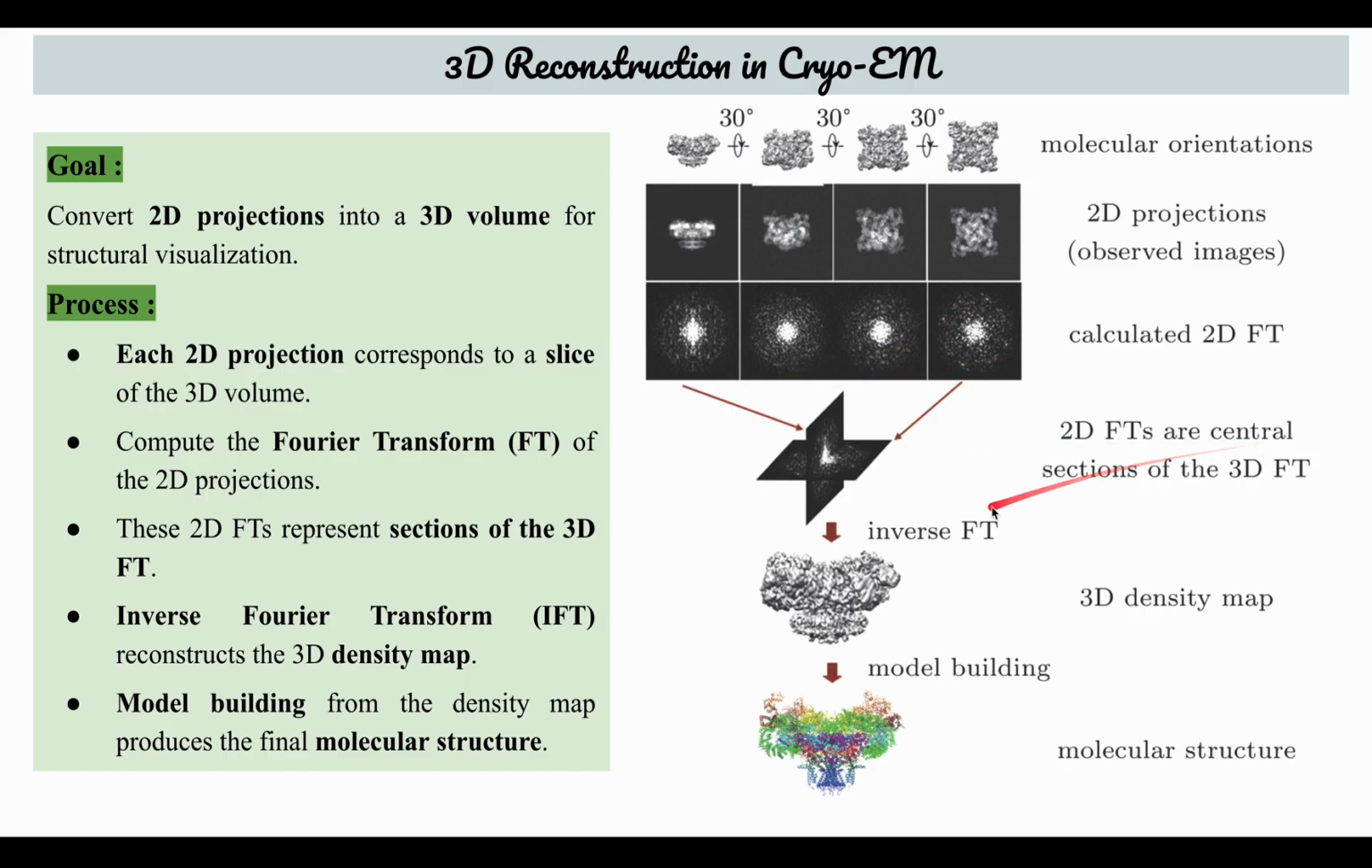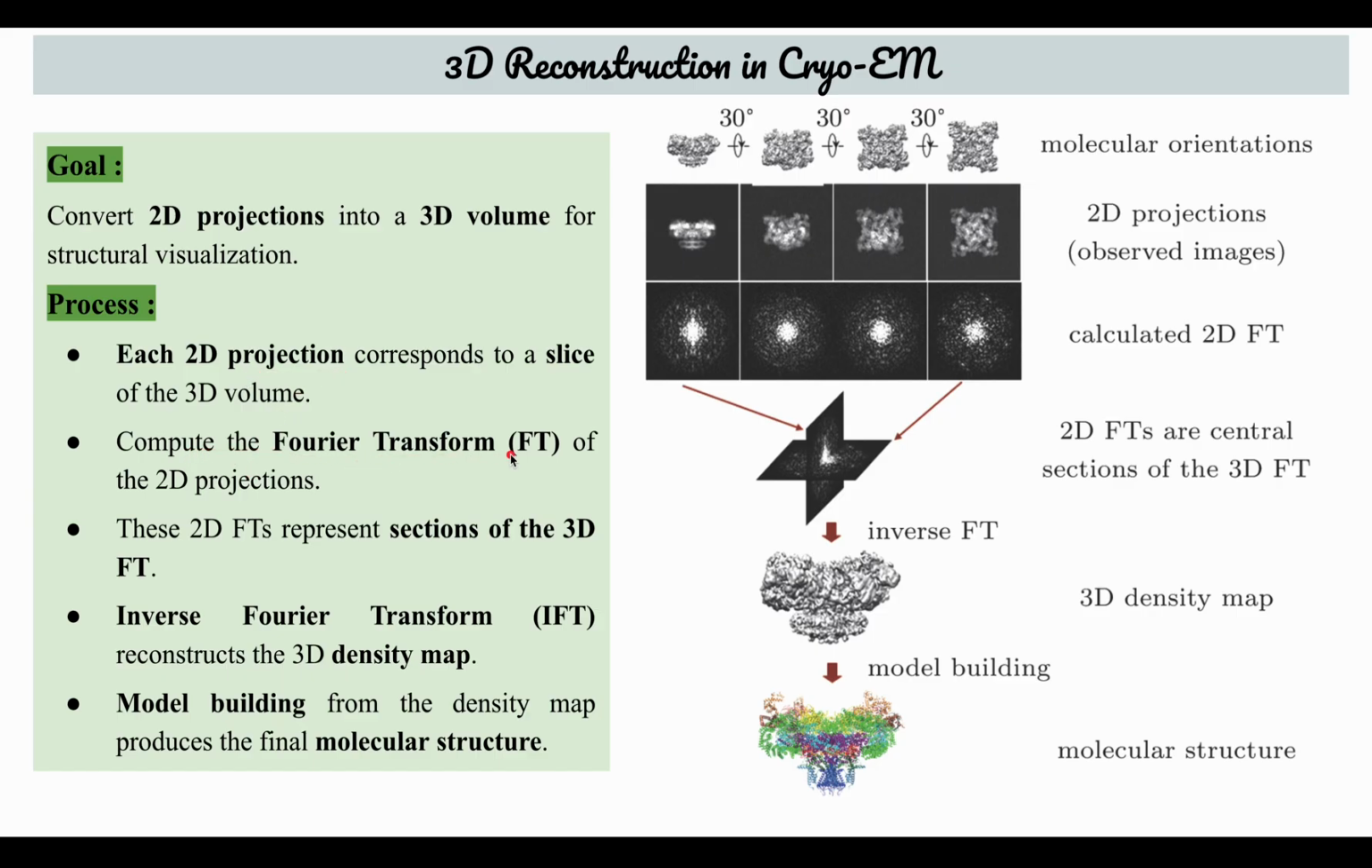Ultimately, 2D Fourier transforms are central sections of the 3D Fourier transform. Inverse Fourier transformation is done to get the 3D density map, and ultimately a model is built. So we get a molecular structure. In this process, each 2D projection corresponds to a slice of the 3D volume. So if this is my 3D structure, then the 2D image will be each slice of it. From each direction, each piece will be combined together to reconstruct this 3D image.